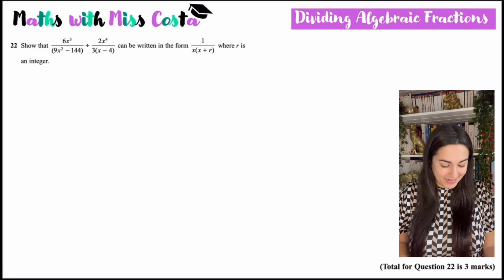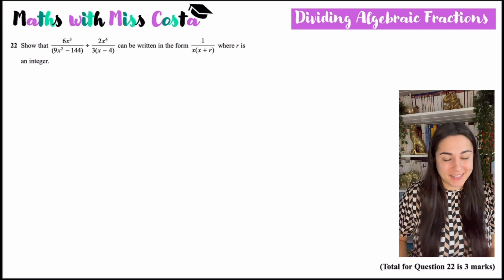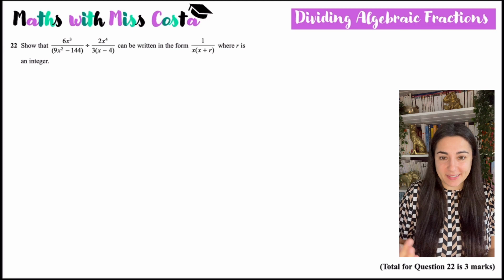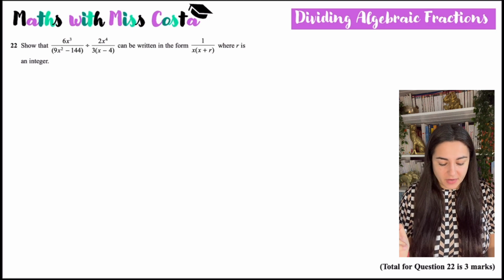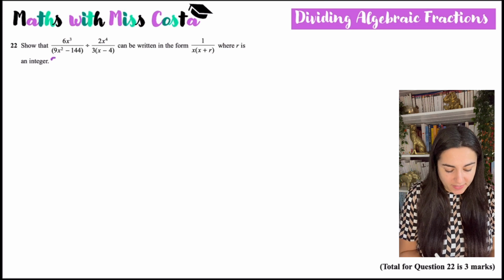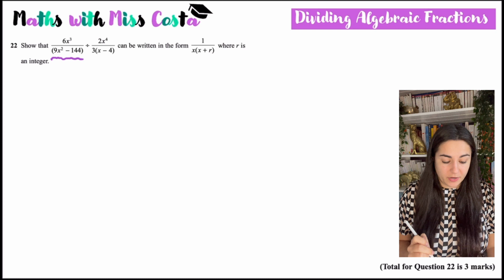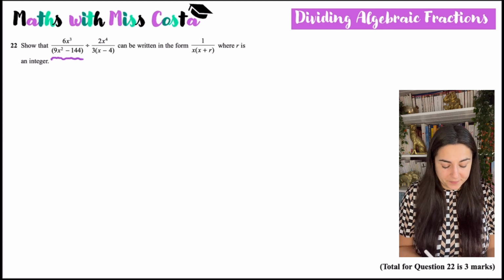Okay, so here we are approaching the end of the paper, dividing algebraic fractions questions. So it's at the end of the paper. It's going to be slightly tricky, but let's have a look at what we can do. The first thing I'm noticing is that over here, I've got the difference of 2 squares. So what I know I can do is factorise that.